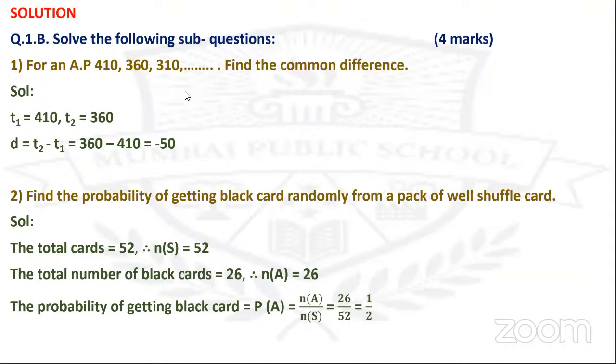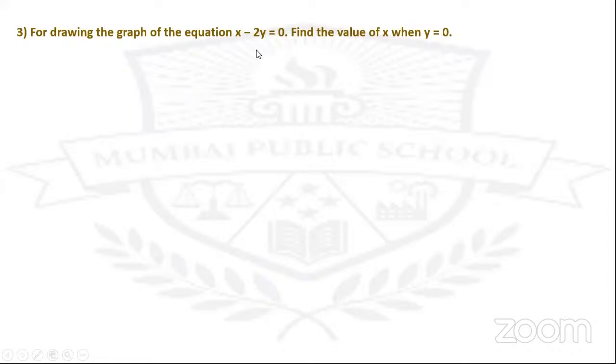Very simple. 2 steps. Next, for drawing the graph of the equation x minus 2y equals 0, find the value of x when y is 0.